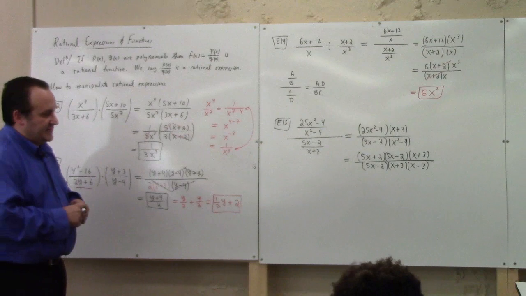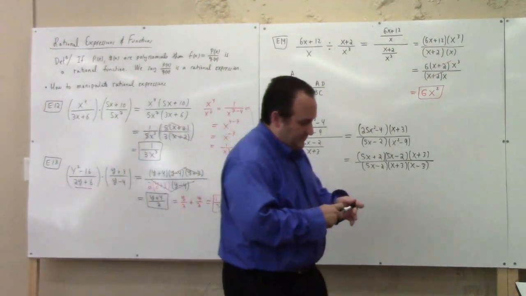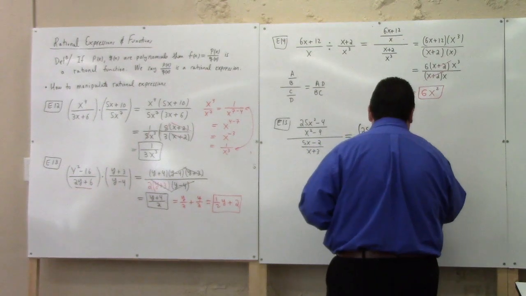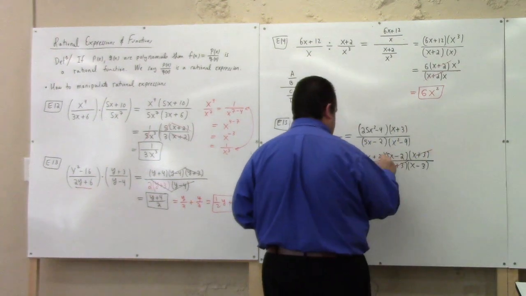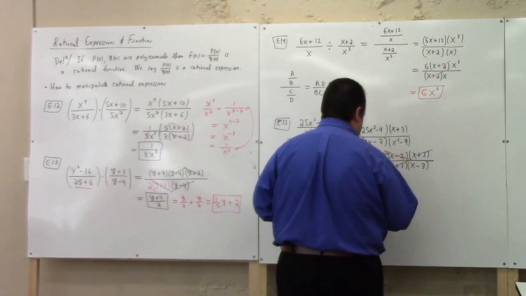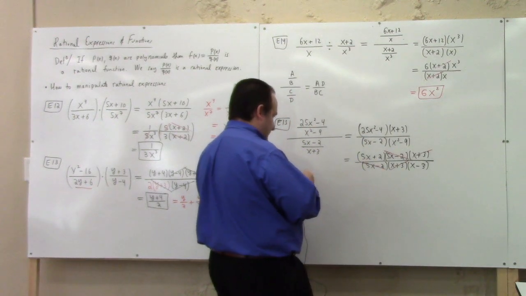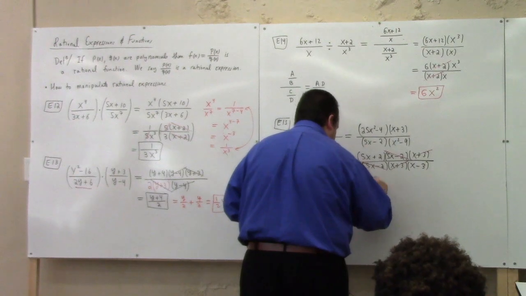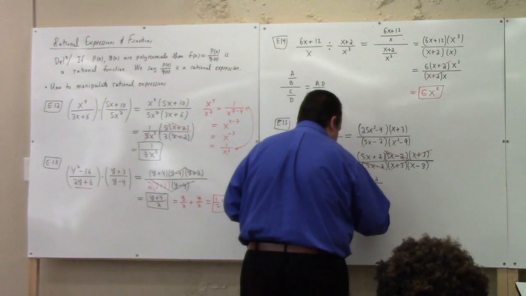Now, of course, now we can cancel, right? What can we cancel? And, oh yeah, and the 5x minus 2, thank you. And what are we left with? Just 5x plus 2 divided by x minus 3.